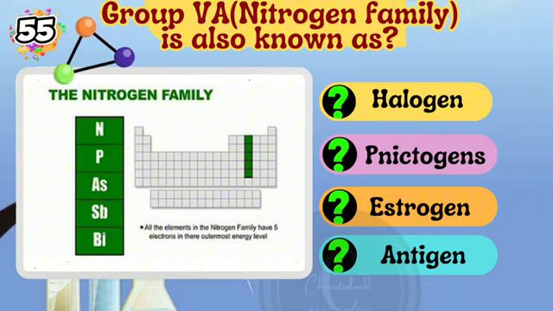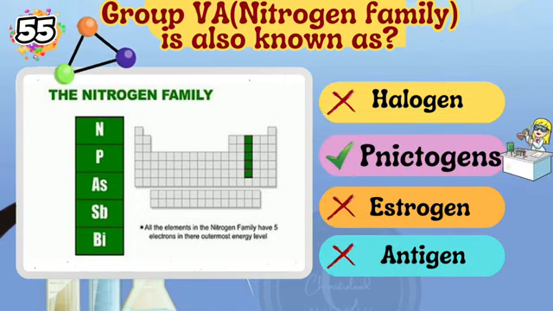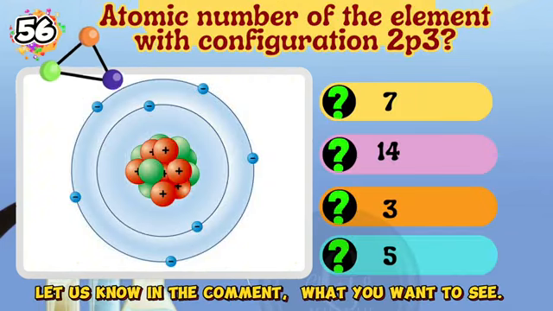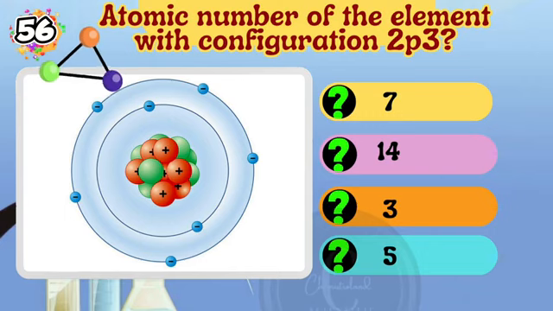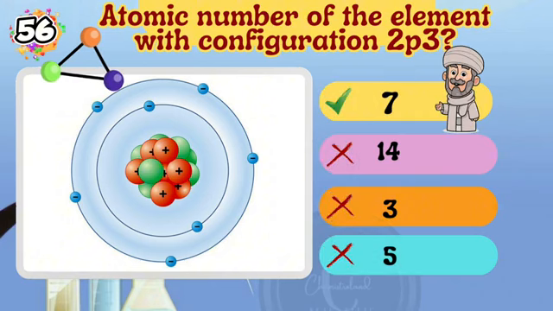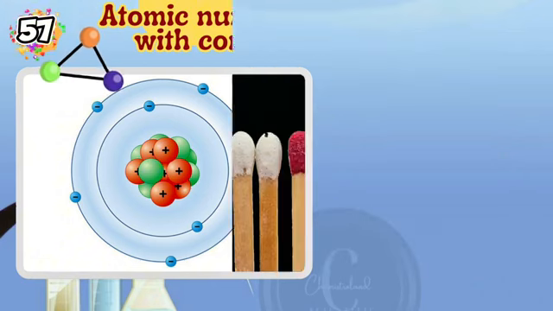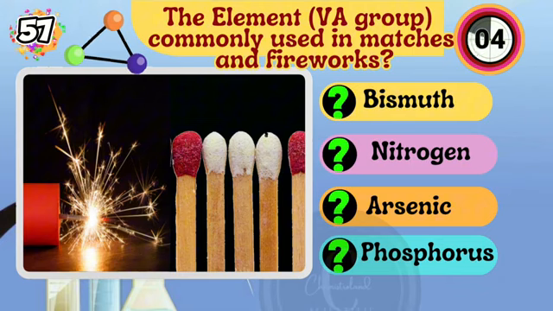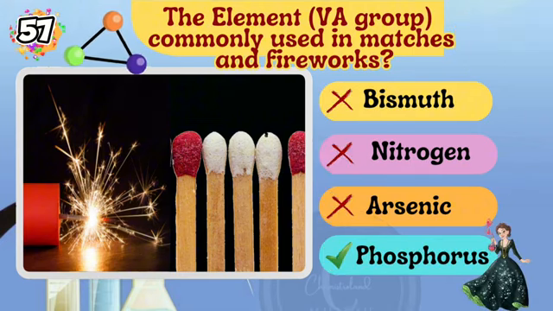Nitrogen family, also known as... Pnictogen, is another name of nitrogen family. What is the atomic number of element having electronic configuration 2p3? Atomic number is 7, and element is nitrogen. Name the element of 5A group, commonly used in matches and fireworks. Phosphorus is the right answer.